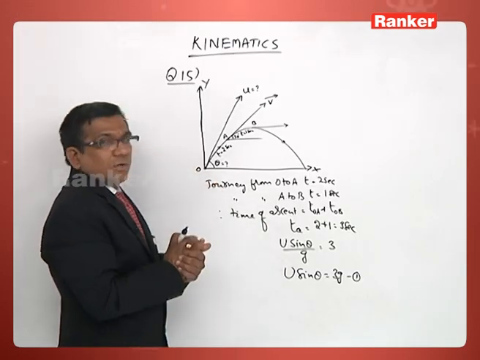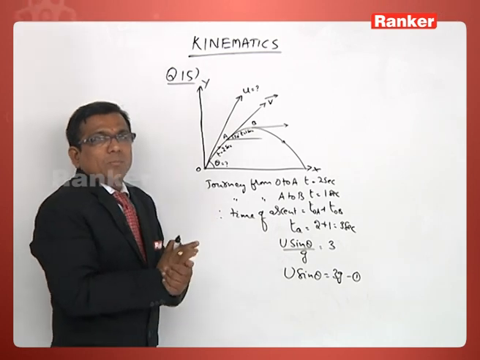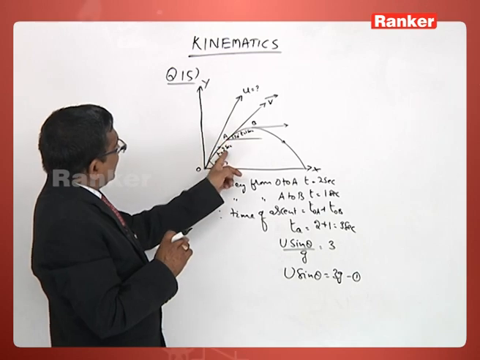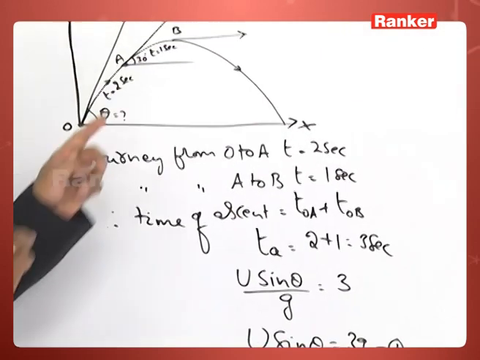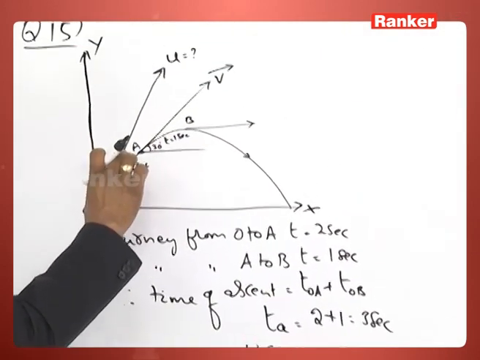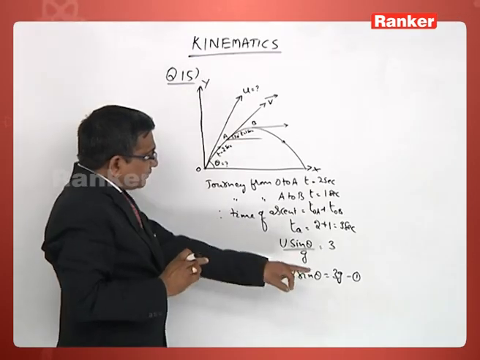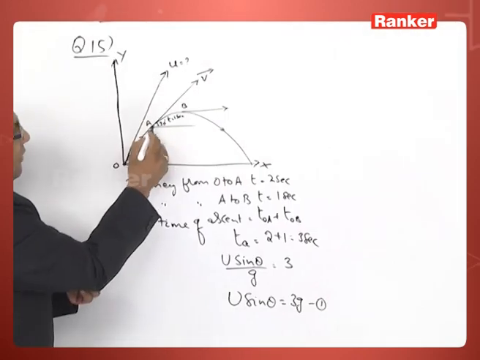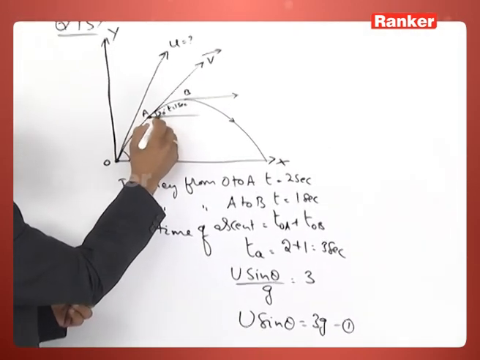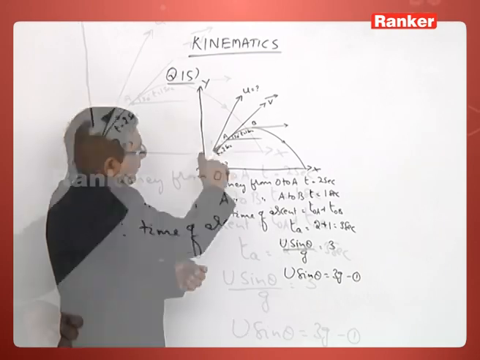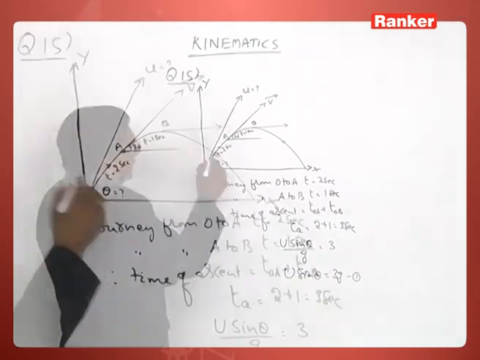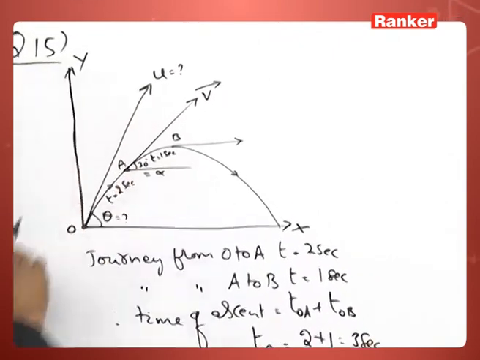How to get one more equation? That we have to see from the problem. In this problem, what is given? One more point. From O to A, it is taking how many seconds? 2 seconds. This information is very much useful. Using this information, you have to get one more equation. After 2 seconds, O to A, it is making an angle of 30 degrees. In a parabolic path, the direction of velocity changes from time to time. Theta is the angle of projection. Let us say this angle is alpha.